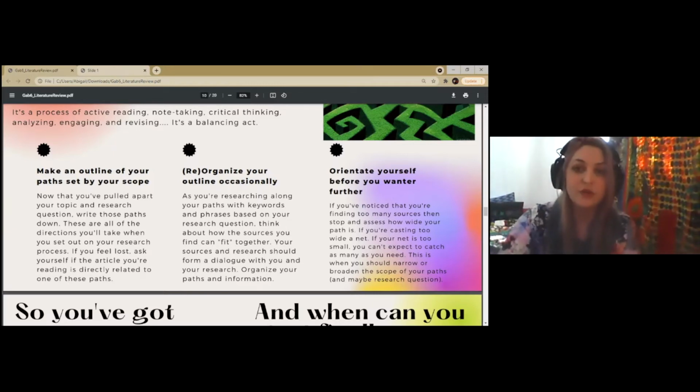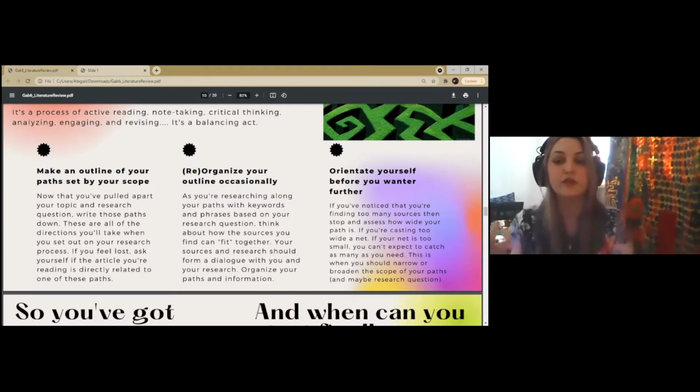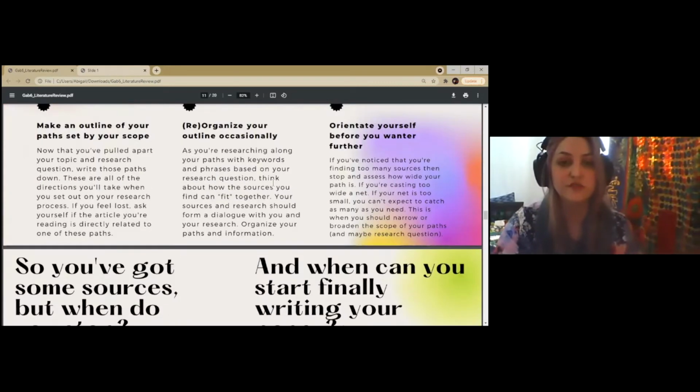And then lastly, orientate, if you're British, or orient yourself before you wander further through more research. So again, narrow or broaden the scope of your research question if you find out that you're getting too many or too few returns on those searches for research.